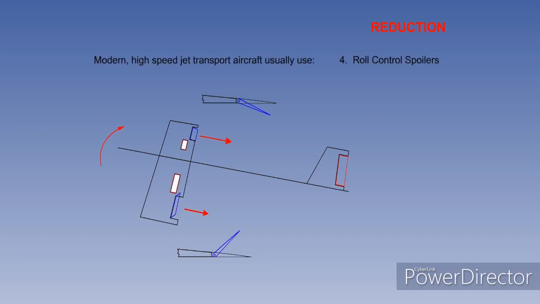The fourth and final method of adverse aileron yaw reduction we will look at is roll spoilers. Most modern high-speed jet transport aircraft use roll spoilers to assist the ailerons with roll control. The operation of roll spoilers will be fully explained later. As you can see, the spoiler surface comes up on the side with the upgoing aileron, matching the drag on the two sides and thus reducing adverse aileron yaw to a negligible amount.